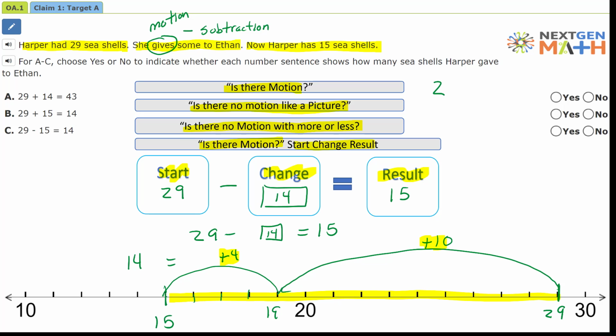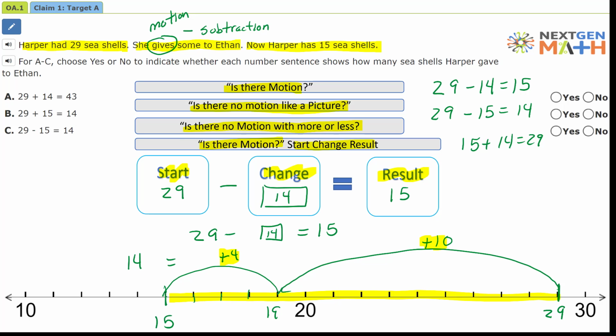Since this is our equation, 29 minus 14 equals 15, we can write this in a couple different ways. We could also write this as 29 minus 15 equals 14. That's another way we could write it. We could even write 15 plus 14 equals 29. So there are several different ways that we could rewrite this equation.